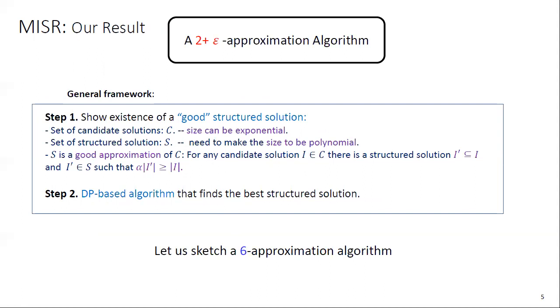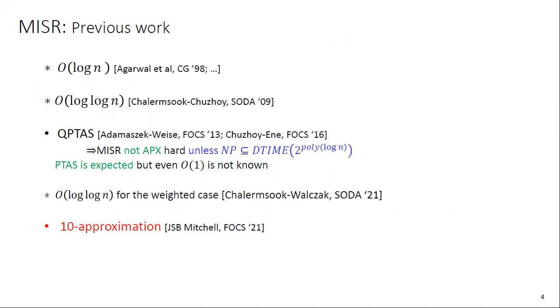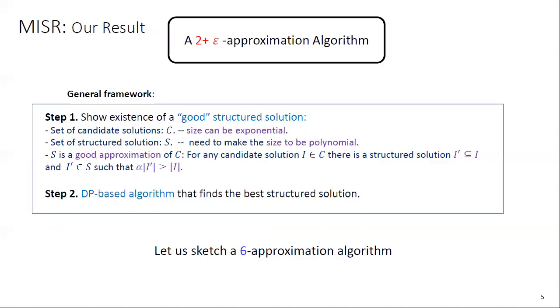So the general framework is that previous results were usually based on linear programs and used different types of techniques. Here it's fully combinatorial, and it's based on dynamic programming. So the goal is to show the existence of a good structured solution, a special family of independent sets that have some nice structural properties. These nice structural properties will allow us to compute the best structured solution by dynamic programming.